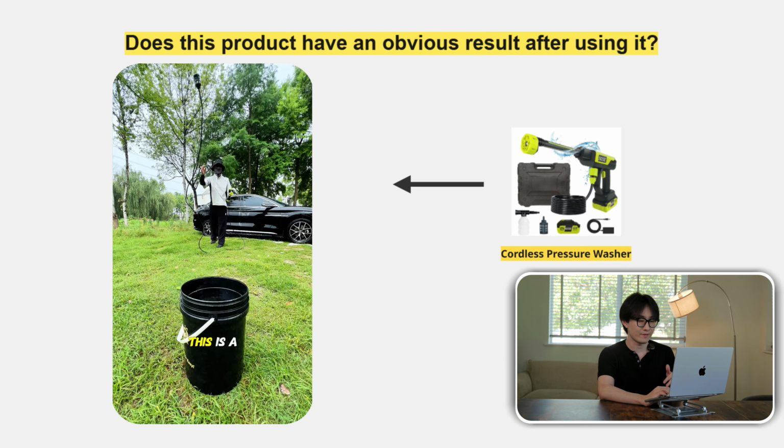Second, does this product have an obvious result after using it? So can the viewer see the result in real time, no matter it's a demonstration, the real time before and after, or the problem itself? So take this portable pressure washer as an example.